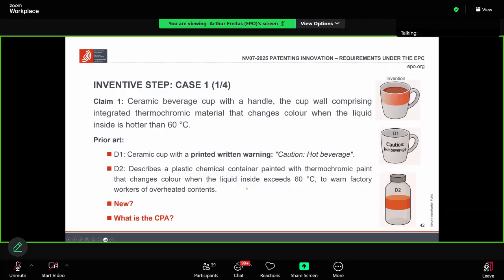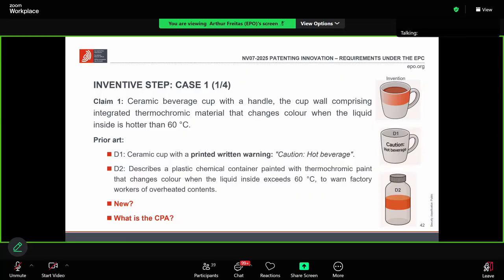I need something else, so I look at D2. Wow, D2 looks promising, right? It's great, actually. Let's go back there. D2 does have a thermochromic paint that changes color at what temperature? 60 degrees Celsius. That's exactly the same, right? So what if I combine D1 and D2? And it is also solving the same technical problem, right?